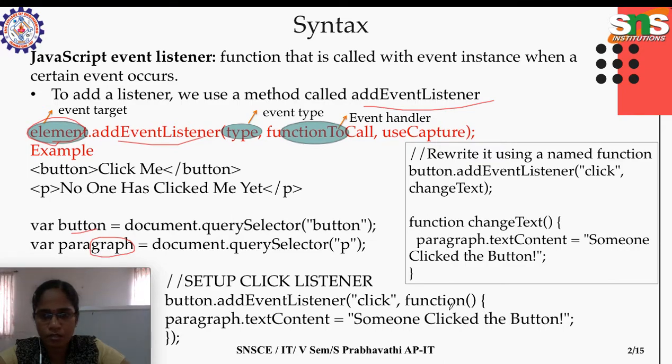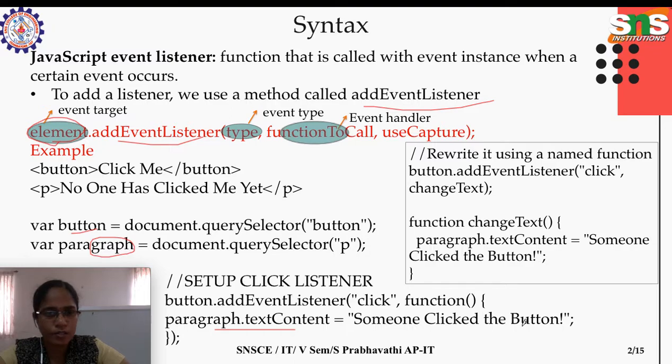You didn't mention a function name. Usually a function has the format of a function name and parentheses which take the arguments. Here in this addEventListener, we are defining the function immediately, so there is no need for a function name. This is one different way of defining the function. Here the function takes no arguments, and inside the function definition we are changing the content of the paragraph: paragraph.textContent equals "someone click the button".